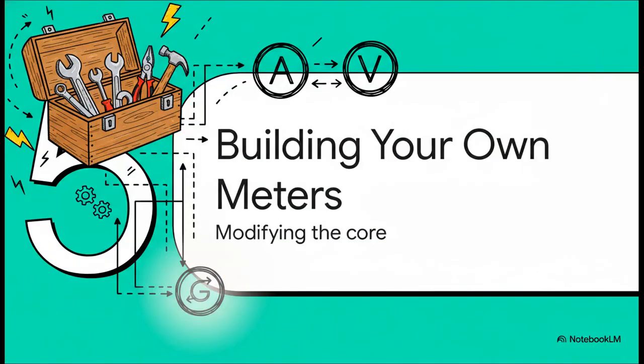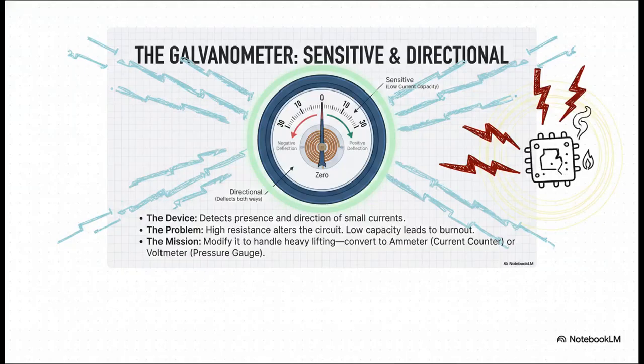Okay, for our final section, let's get our hands dirty, metaphorically speaking. We're going to pop the hood on the two most common meters out there, the ammeter and the voltmeter, and see how they're both built from one single super sensitive core component. And this is it, the galvanometer. Think of it as a hypersensitive current detector. It is fantastic at spotting even the tiniest amounts of current and can even tell you which direction it's flowing.